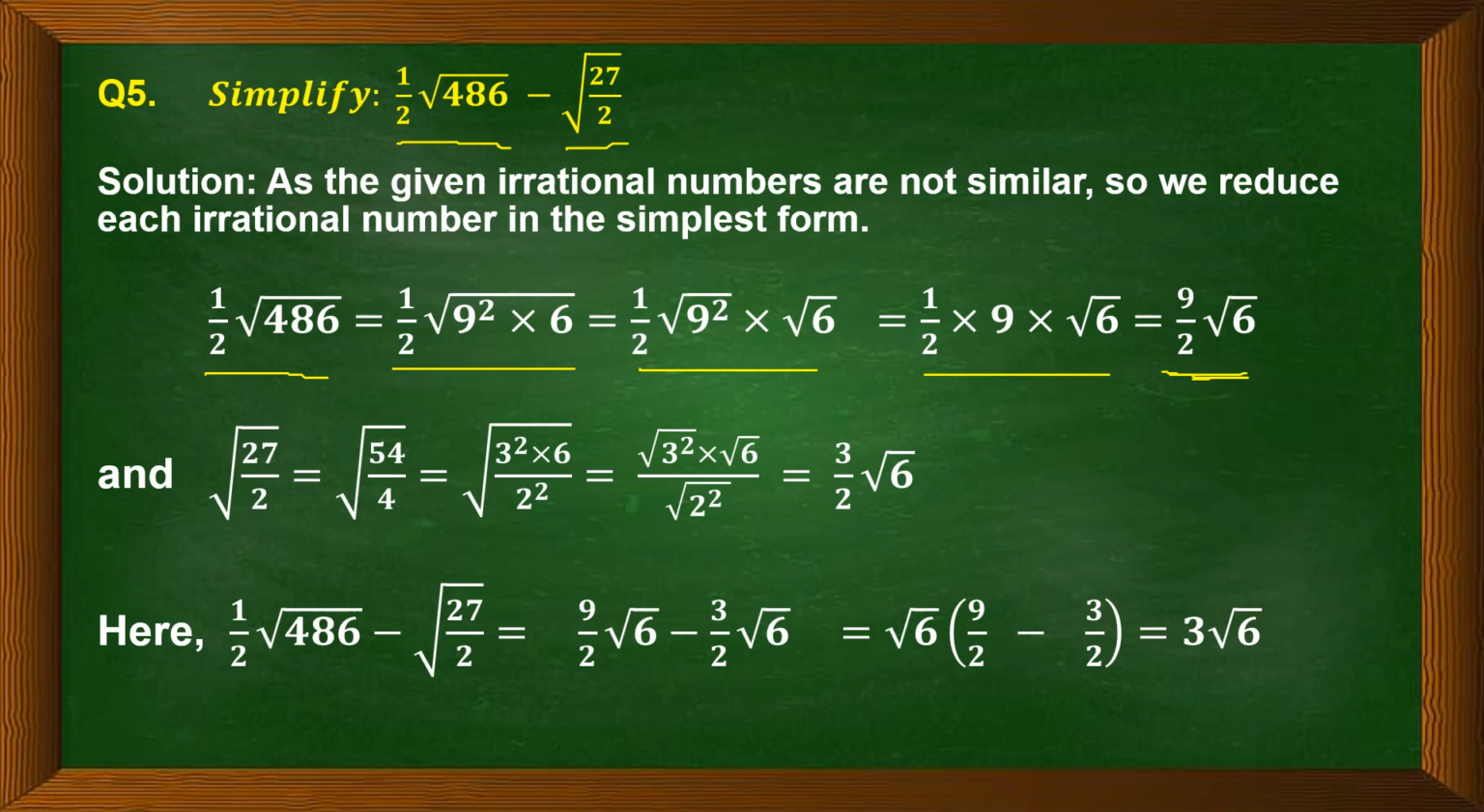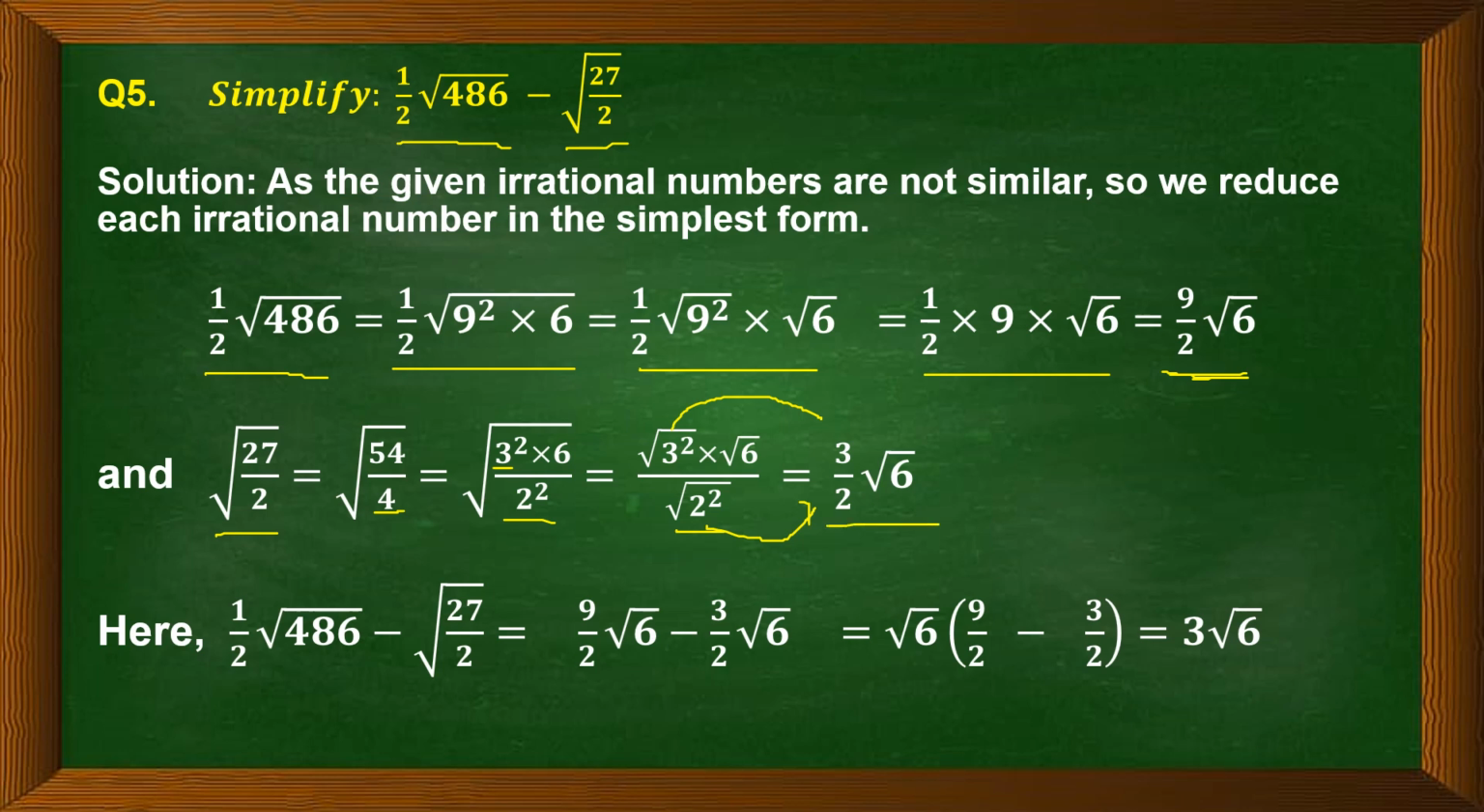So over here also, in root of 27 by 2, we have to convert it in such a way that we get the same irrational factor, that is root 6. So let us multiply by 2 so that we can get 54 by 4. And 54 is 9 into 6, which we can write as 3 square, and 4 can be written as 2 square. And now split it: root of 3 square into root of 6, root of 2 square, which is equal to, now take out one of the factors from these squares, so 3 by 2 root 6.